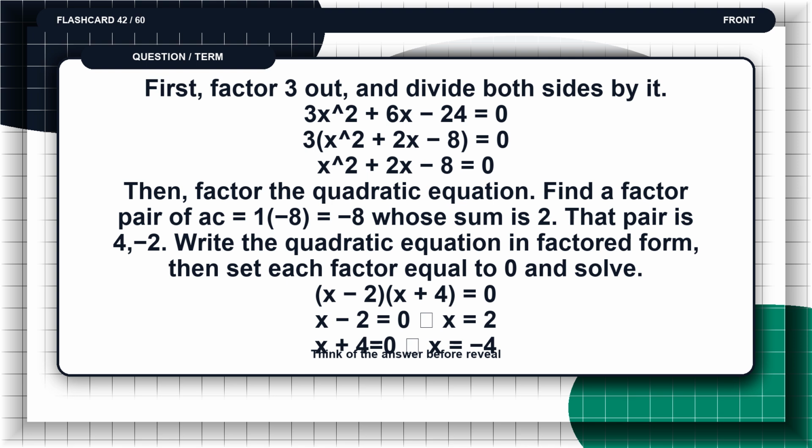Write the quadratic equation in factored form. Then set each factor equal to 0 and solve. (x minus 2)(x plus 4) equals 0. x minus 2 equals 0, so x equals 2. x plus 4 equals 0, so x equals minus 4. Think of the answer before the reveal.